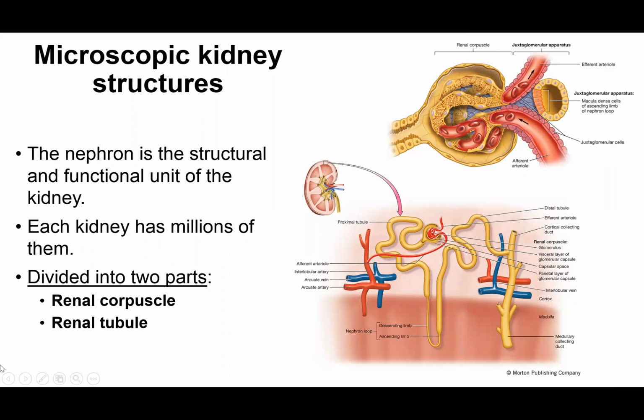So now that we understand blood flow, I'm going to talk about some more microscopic kidney structures. And those microscopic structures, I've already mentioned them once, but they are called nephrons. Okay, so the nephron is the structural and the functional unit of the kidney, and each kidney has millions of these nephrons. And we actually divide nephrons into two different parts. We have the corpuscle and the tubule part.